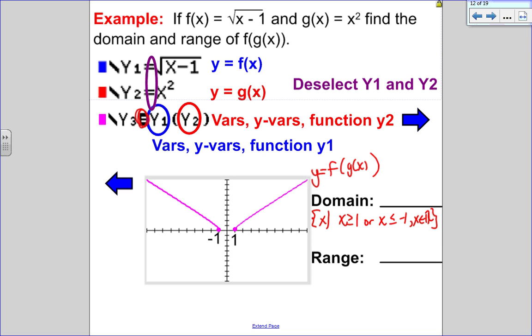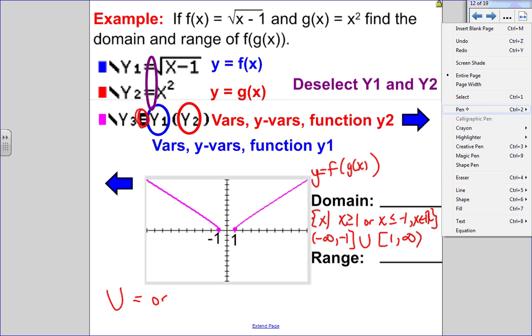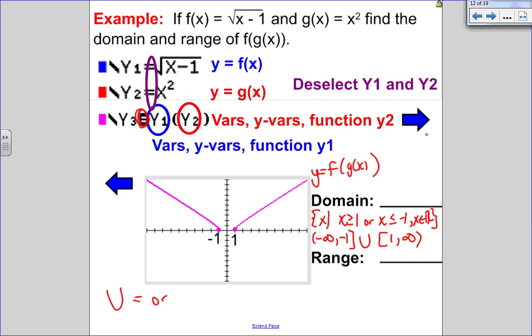Now, if you want to do that in interval notation, you could just say that it would be from negative infinity up to and including -1, or, and that just means or, so this union means or, including 1 up to but not including infinity, positive. Okay, so that's my domain.